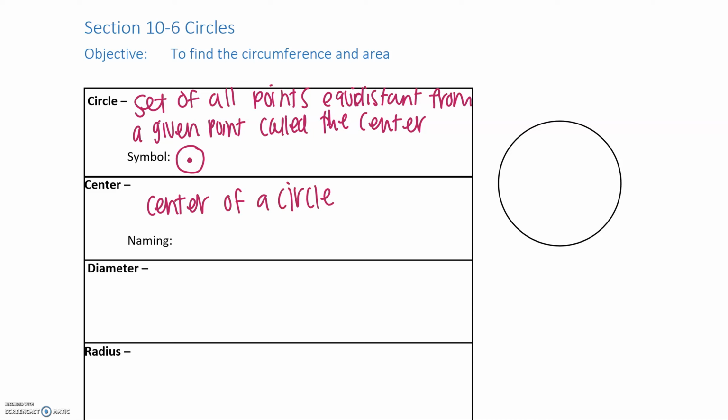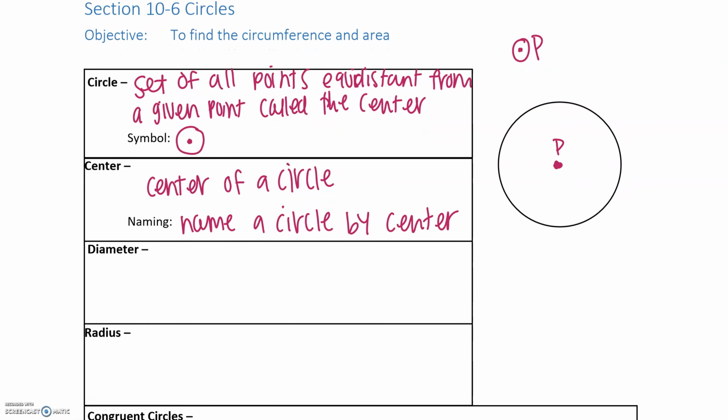Okay, and we name a circle by its center. So if we have the circle over here, the center is going to be point P. So to name the circle, it would be circle P.